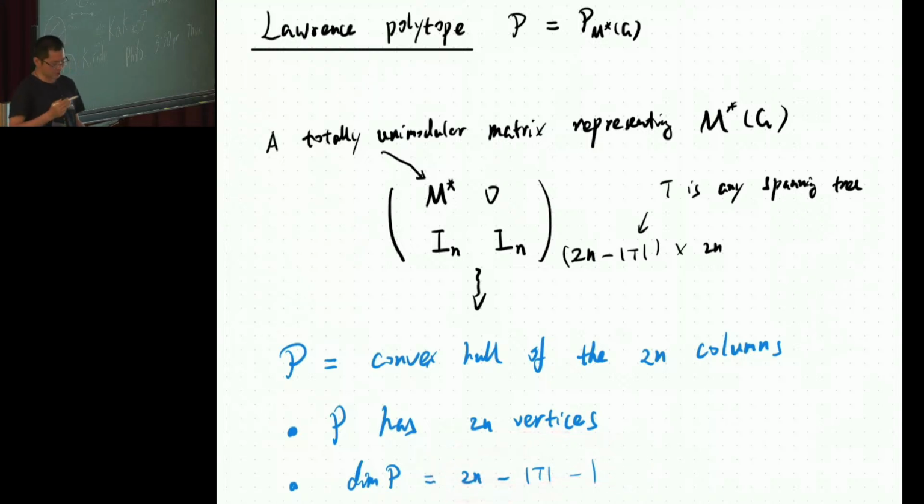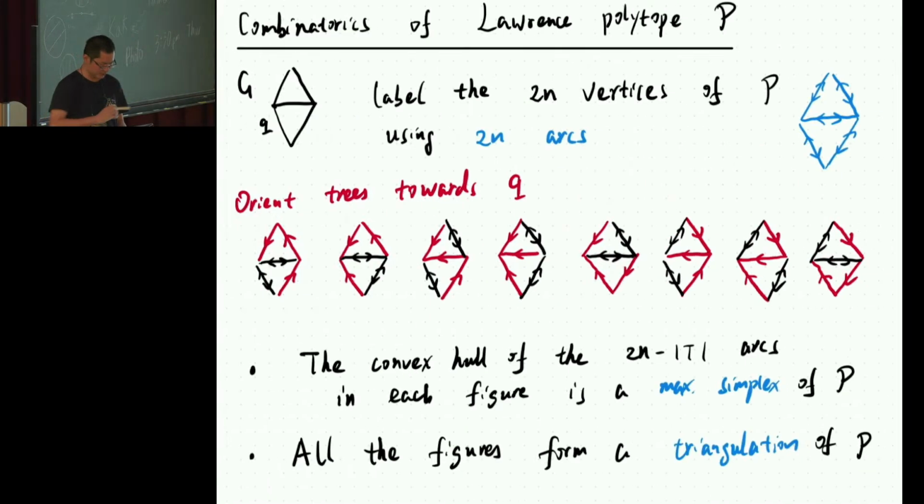Yeah, it's almost full-dimensional because I only have this. I mean, you count the number of rows. It's this number, but it's a convex hull. It should be on a hyperplane. So this is almost full-dimensional. Okay. Then how to understand the Lorentz polytope in a combinatorial way?